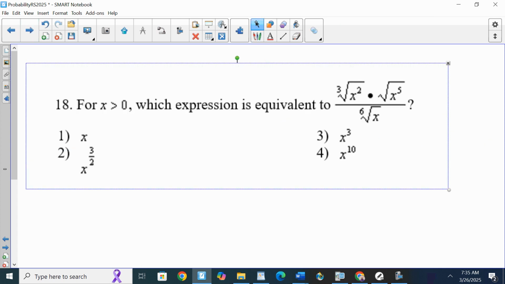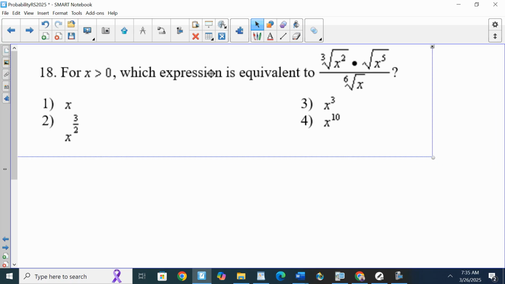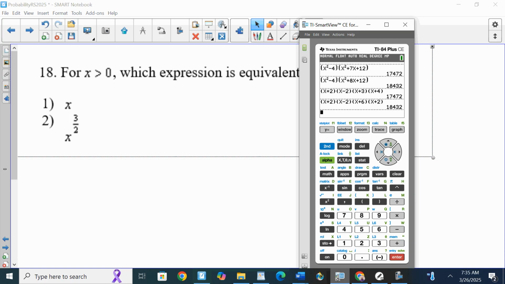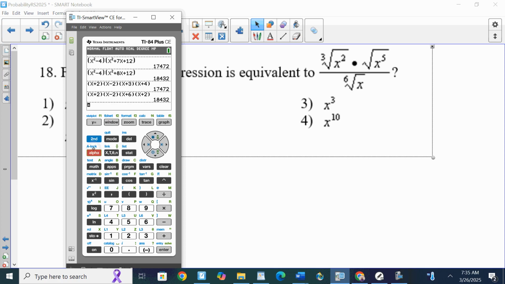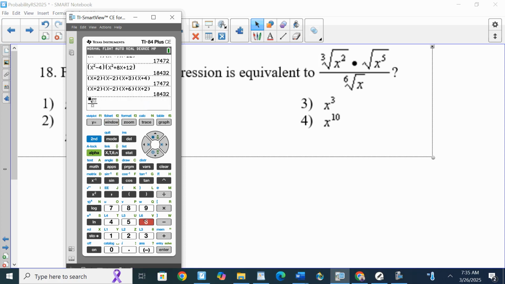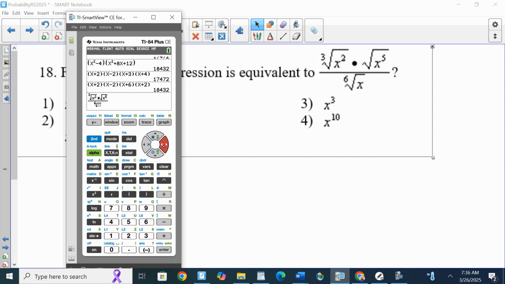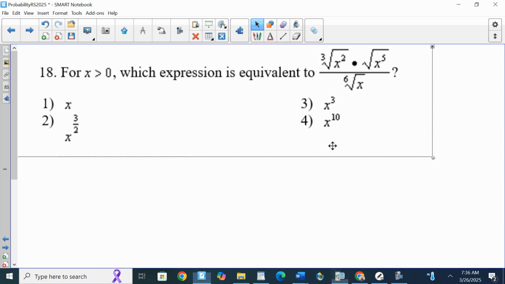18. Again, I see variables in the problem, variables in the answers. I'm going to go to my calculator. I'm going to type in each value. So the top, I've got cubed root. That was alpha window to get to the root. X squared times the regular square root. So I do second radical. X to the 5th over the 6th root. Alpha window 6. 6th root of x. I get 1,000.